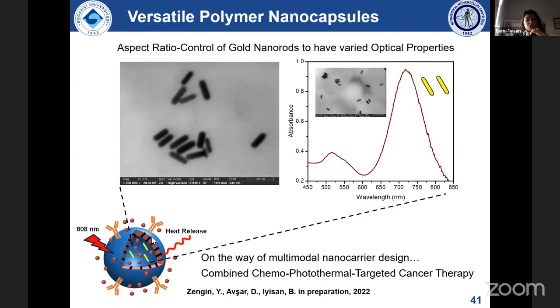In this work, we also try to produce nanocapsules in combination with these nice gold nanorods. These are very fresh results from Yağmur's work. We could obtain combined chemo and photothermal targeted cancer therapy. So it's another ongoing work of ours. We also plan to decorate these structures with some antibodies, and in one pot, we could do many things.